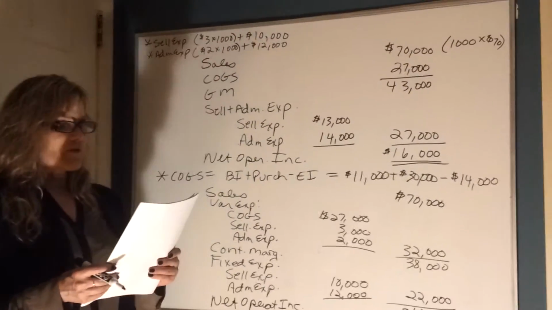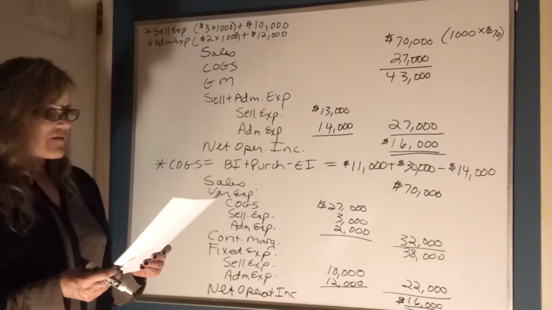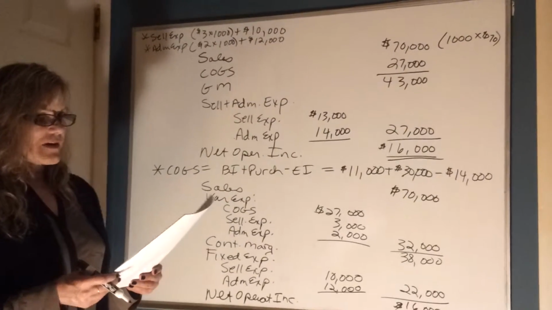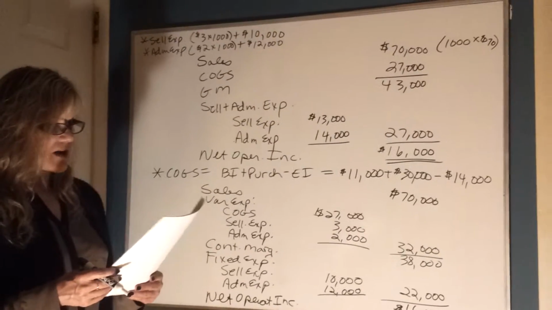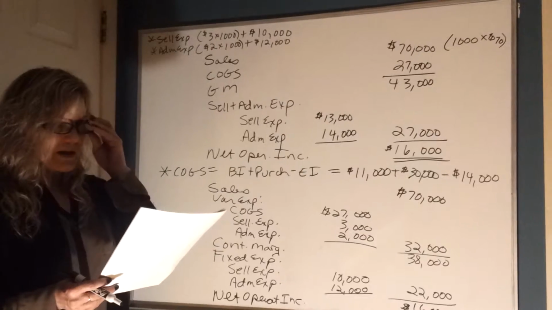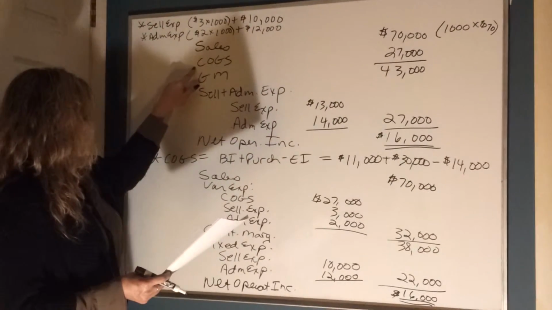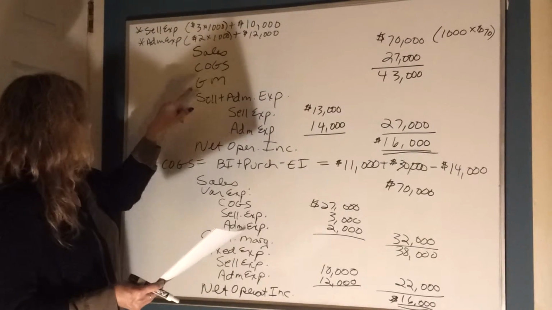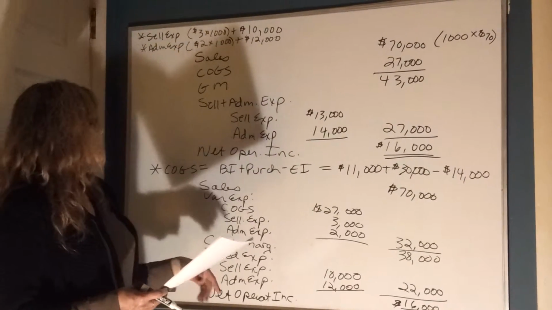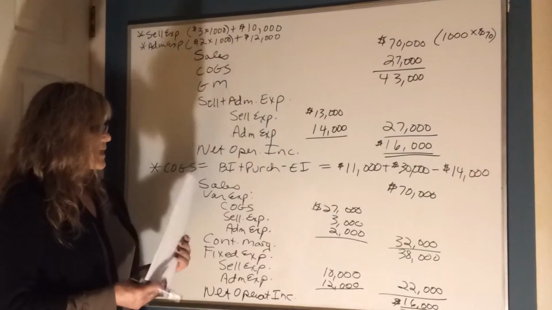Okay, this is an example of problem number 5. And we have Bob Company, they're a merchandiser, and they've provided us various information. First, we want to prepare a traditional income statement. And the way we do that is sales minus cost of goods sold gives us gross margin, minus our selling and administrative expenses gives us net operating income.